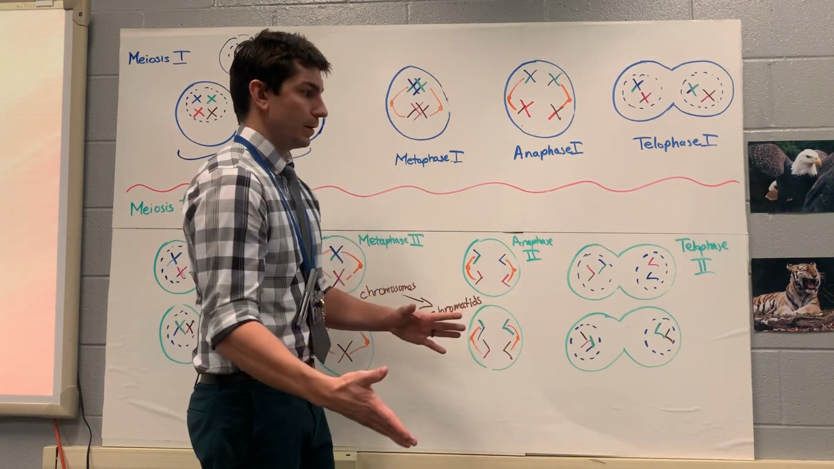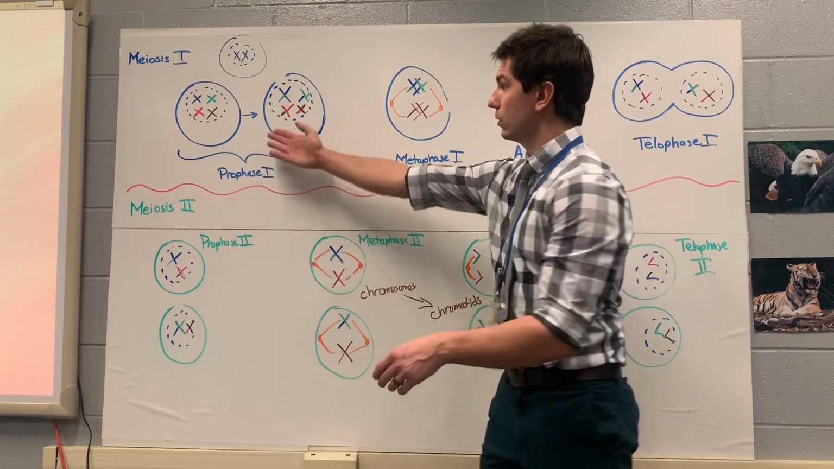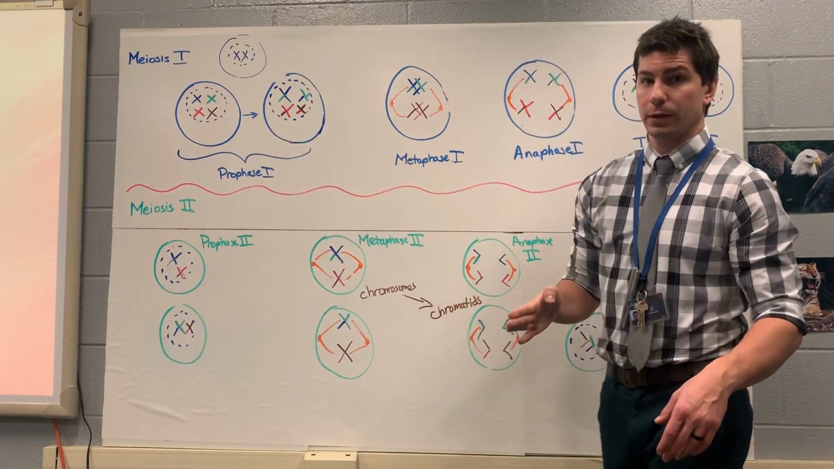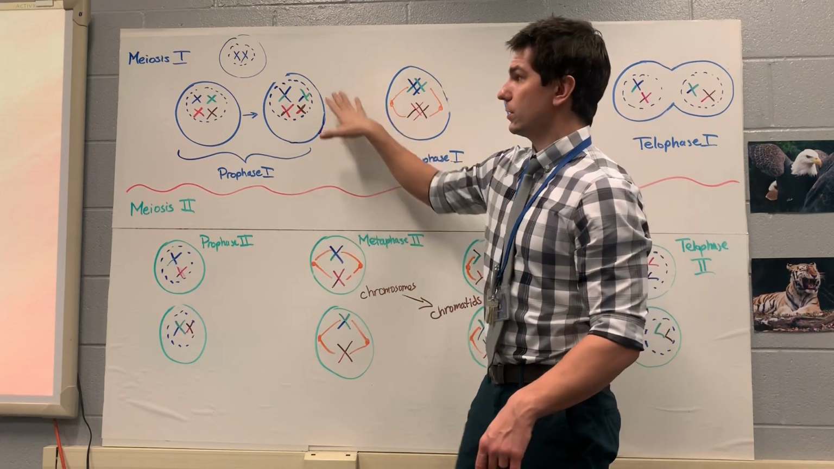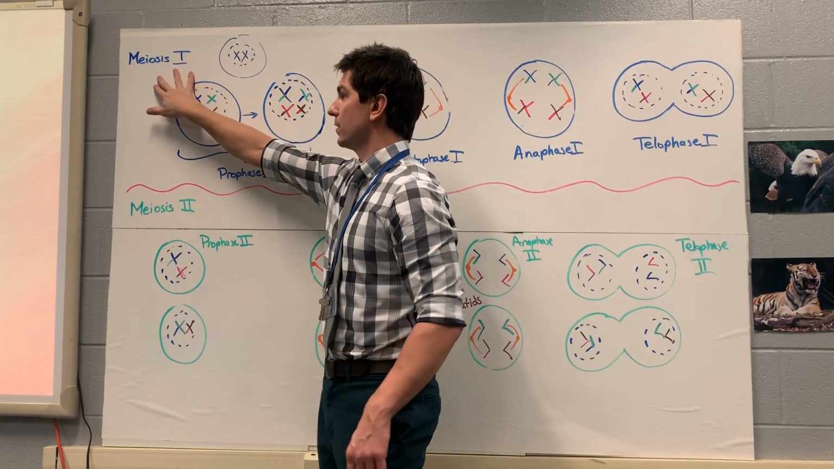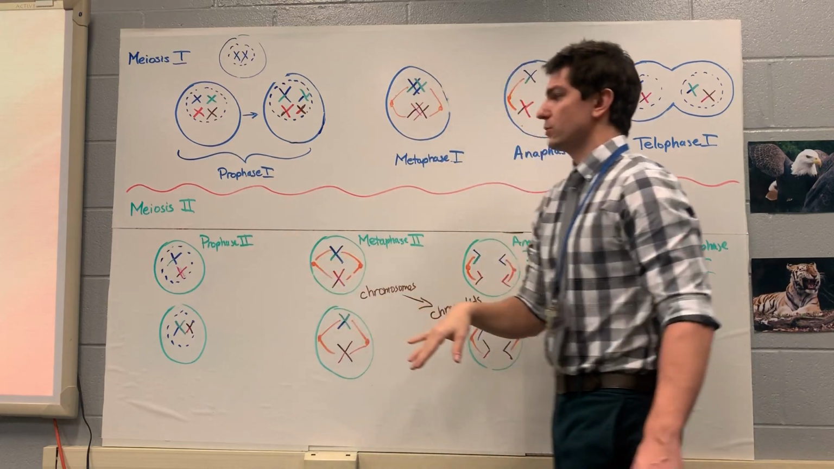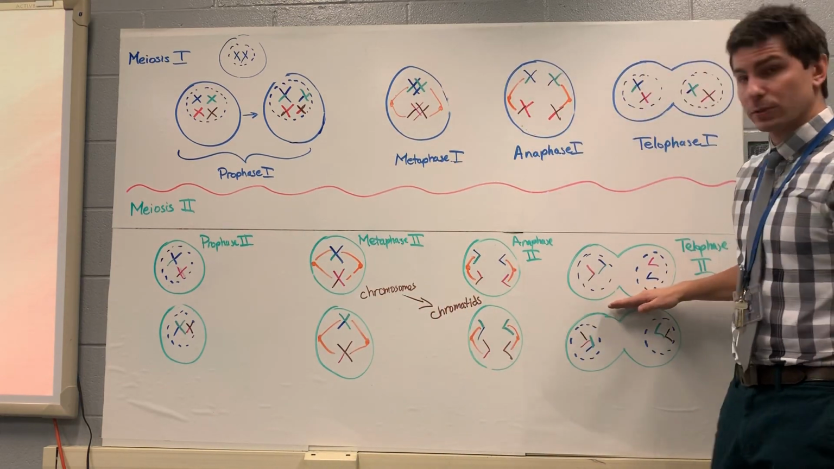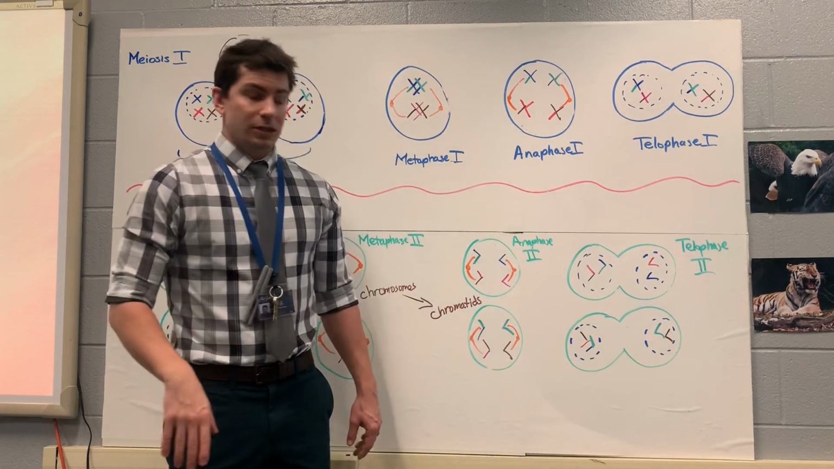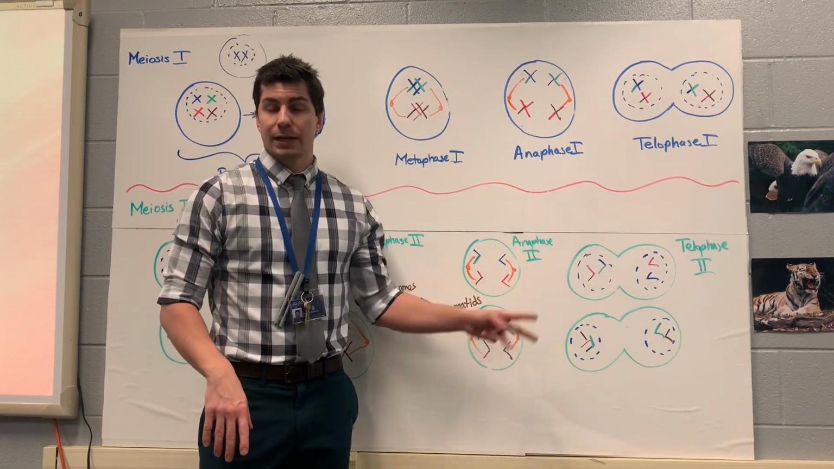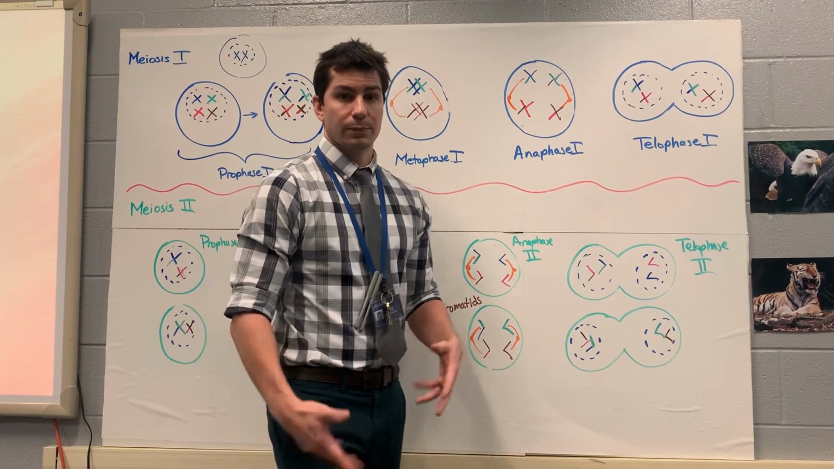So again, big points for this. Make sure you know crossing over is during prophase 1, all right? Make sure you know we do 2 meiotic divisions, all right? We do 1 for meiosis 1, the second division for meiosis 2. Overall, we get 4 cells in the end, all right? Different than mitosis because mitosis, we only get 2 cells in the end, and those cells are diploid, all right?